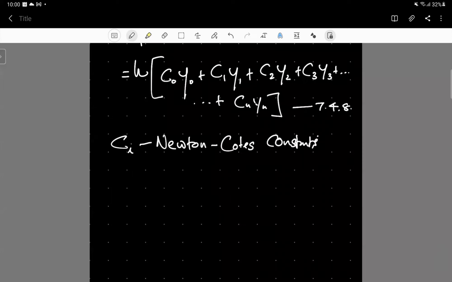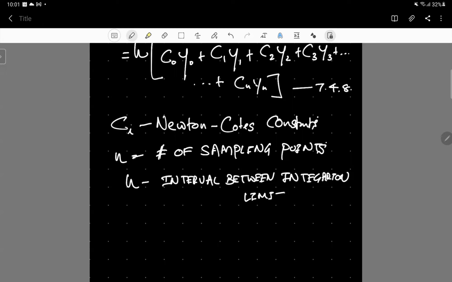We perform over I number of intervals, of course, which will be less than the number of sampling points. If the number of sampling points is given, I is, let's say, the intervals. Of course, this I is a variable which defines the number of intervals, given by the sampling points. H is the interval between the integration limits.